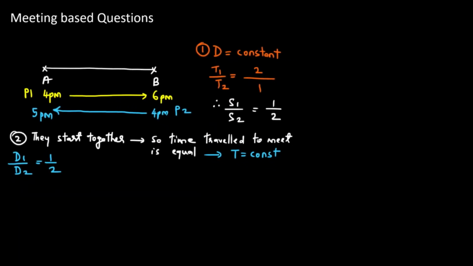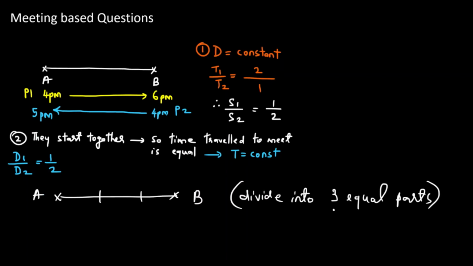Alright, now over here we have the distance AB, and let's divide it into 3 equal parts. Why 3 over here? Because the ratio between D1 and D2 is 1 by 2. So you do 1 plus 2, that's equal to 3. So we divide the distance between A and B into 3 equal parts. Now the distance traveled by person 1 will be 1 time this part. So if this is X, this is X, this is X, the distance traveled by person 1 would be X, and the distance traveled by person 2 will be 2x.